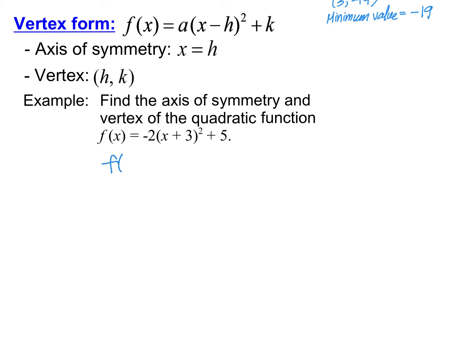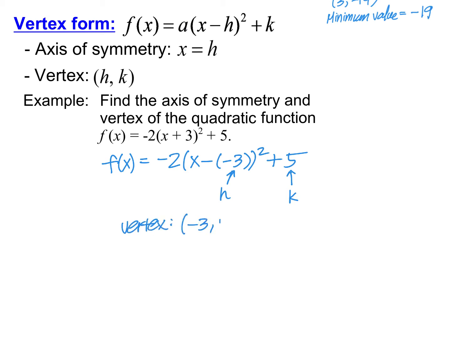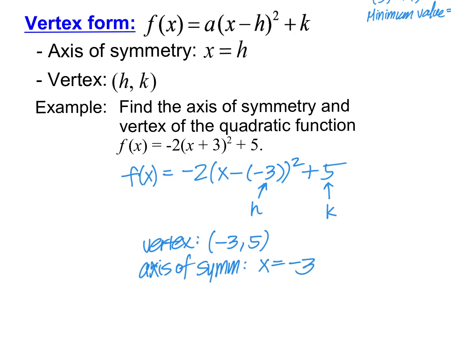Well, if we want to make it match exactly like the form, then I'm going to rewrite x + 3 as x - (-3). And in this case, I can see that negative 3 is the h value, and 5 is the k value. So the vertex is at (-3, 5), and the axis of symmetry is x = -3. Okay? So that's vertex form. It's pretty simple.